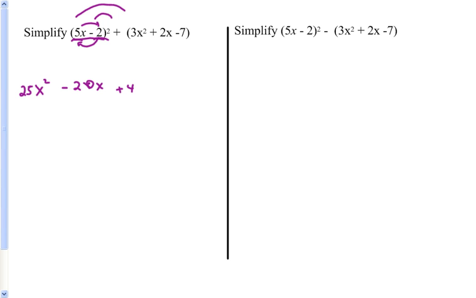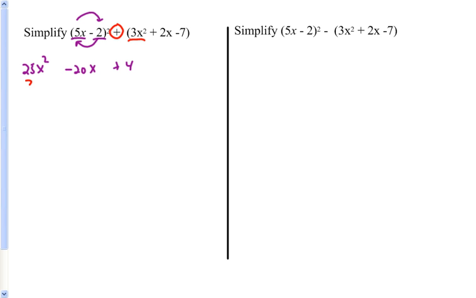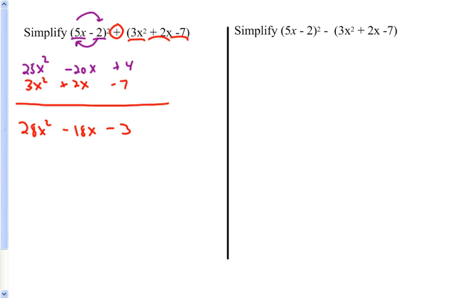Let's do that one more time. Remember, when you FOIL a perfect square, you're going to have the first times first and the last times last, but your outsides and insides are going to be the same. You're going to have a negative 10 and a negative 10, which is negative 20x in the middle. Now, because I'm adding this next thing, I'm just going to write similar terms under similar terms. And simplify them. 28x squared minus 18x minus 3.